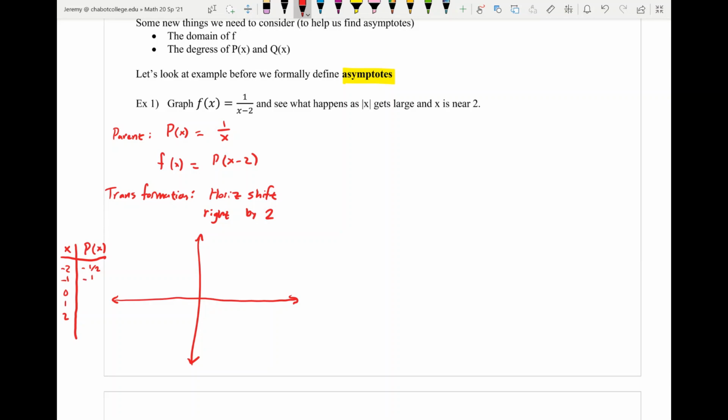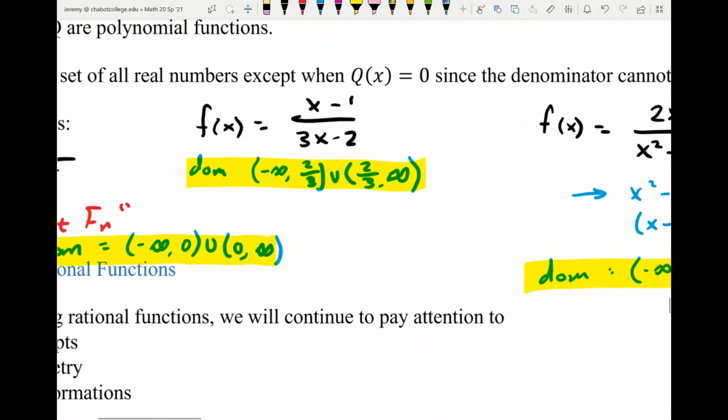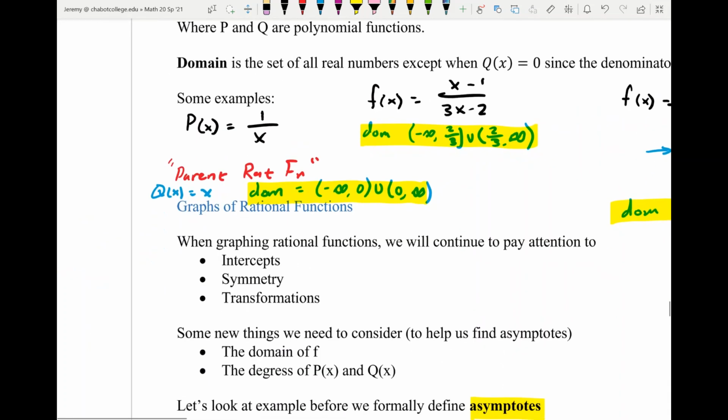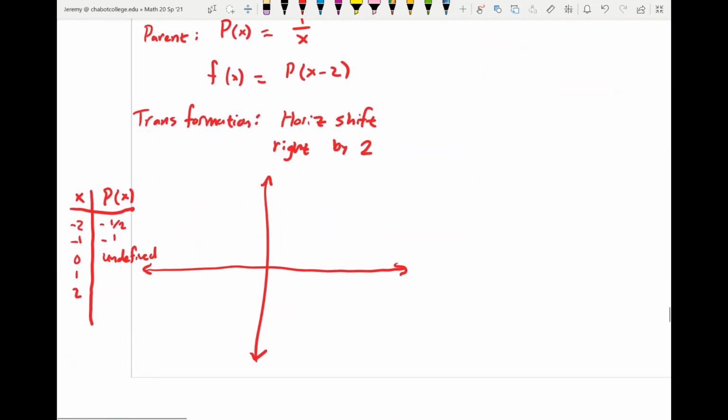Putting in 0, we have a problem, right? We get 1 over 0, so 0 in the denominator, so it's undefined at 0. And we kind of knew that because we were just looking at the domain of this very function right here. 0 doesn't work because it's 0 in the denominator. Okay, and then plugging in 1, we get +1. Putting in 2, we get +1/2.